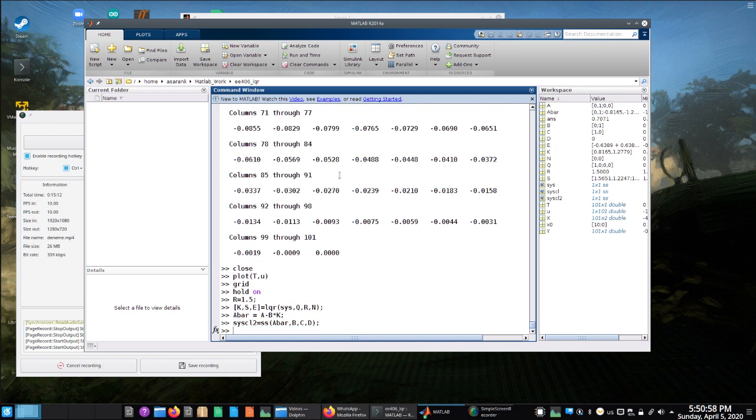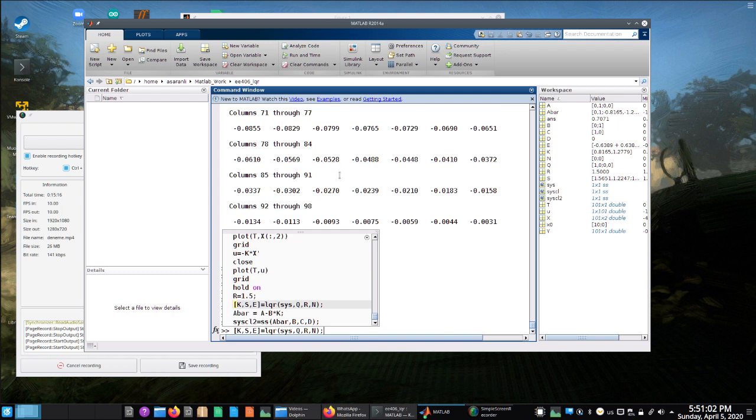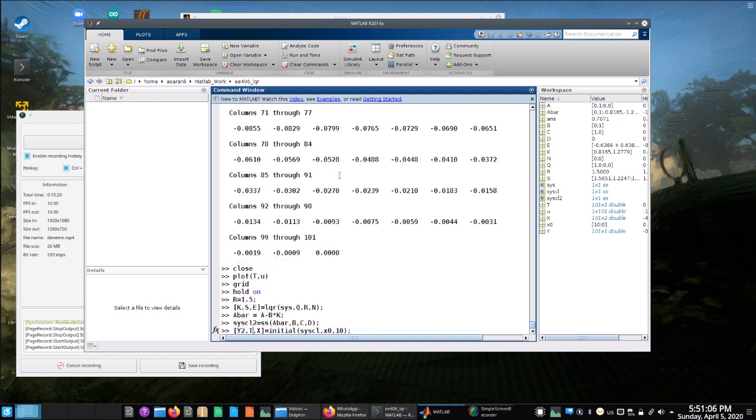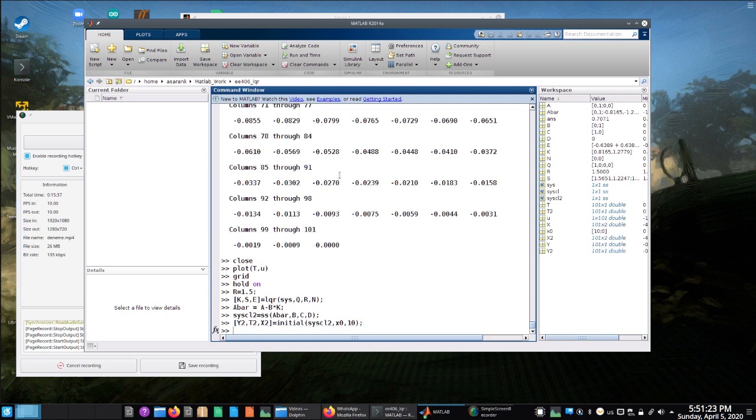Now I'm going to calculate a new initial condition simulation. So this is going to be, let's call this y2, t2, x2, and this is our second closed loop system, but essentially the initial condition is the same and the time duration is the same, and here we go. Okay, now what do we expect?